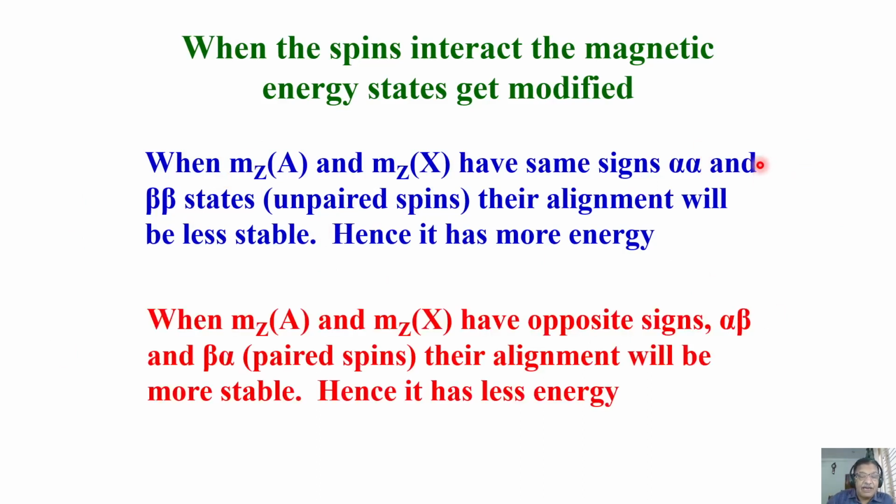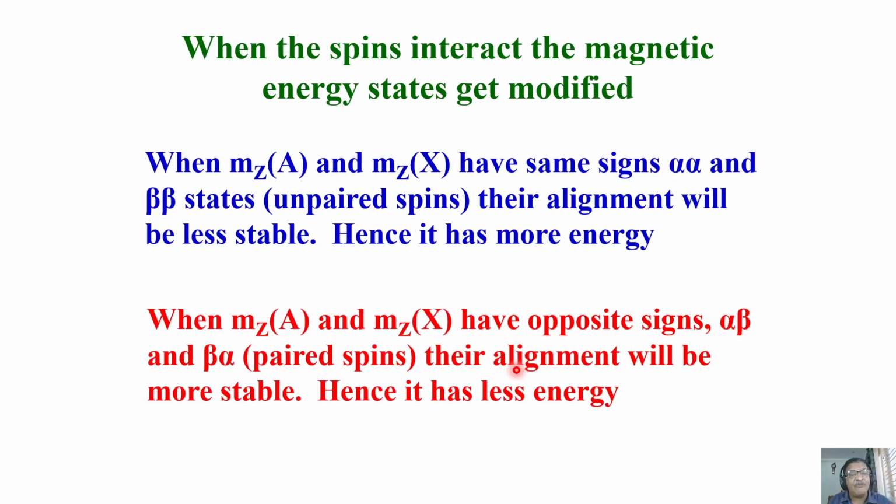Similarly, what happens to the opposite spins, opposite signs? For example, alpha beta and beta alpha. These are paired spins. When these spins are paired, the alignment is more stable.